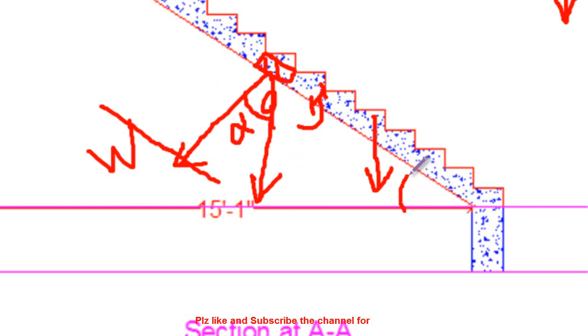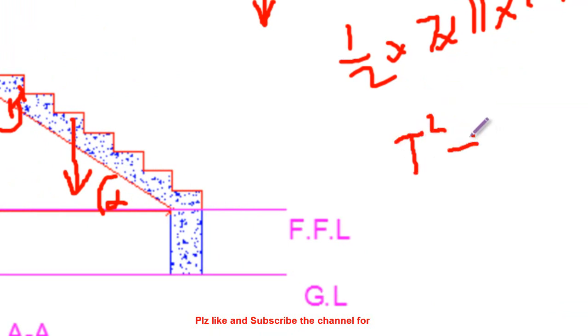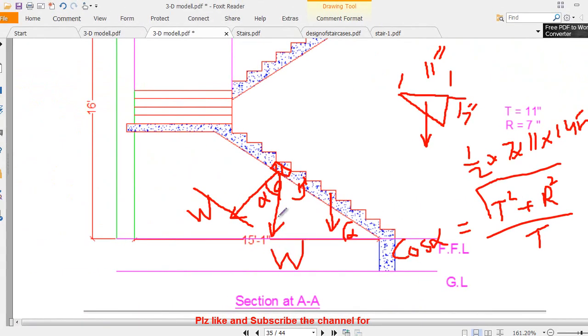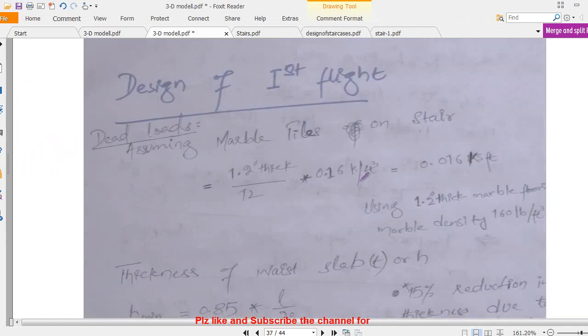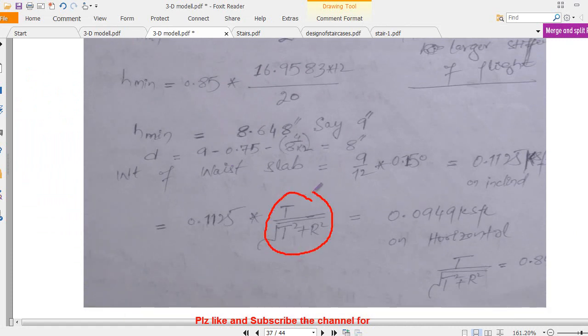Okay, and that alpha angle is nothing but the angle which the flight makes with the horizontal, and this is basically equal to the square root of t square plus r square, divided by t. I think this is cos alpha. So this factor should be multiplied to convert that inclined load to the horizontal. This is the extra factor which we multiply for this inclination, so you don't need to be confused by this factor.